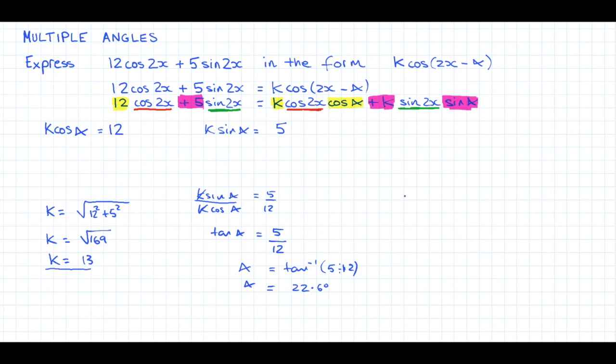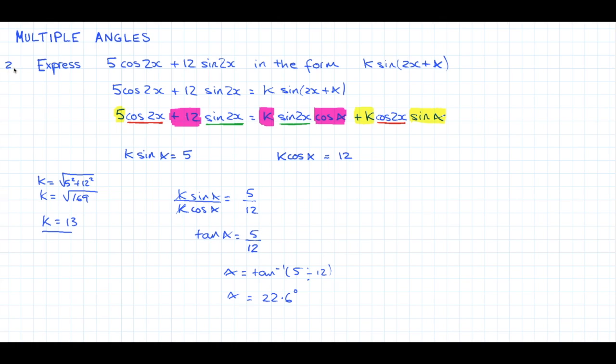So we were given 12 cos 2x plus 5 sin 2x is equal to k cos(2x minus alpha). We worked out k is 13, so it's 13 cos(2x minus 22.6 degrees). Thank you.